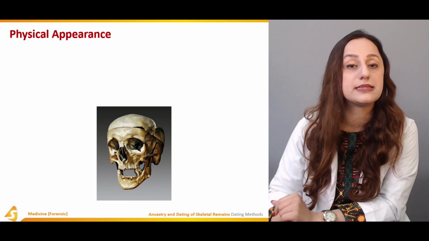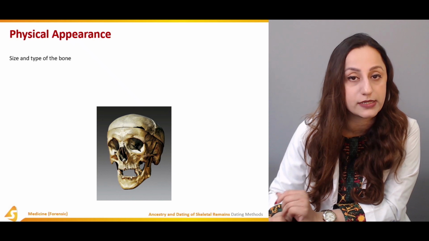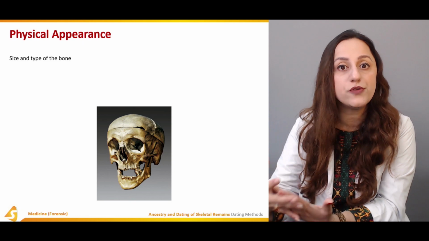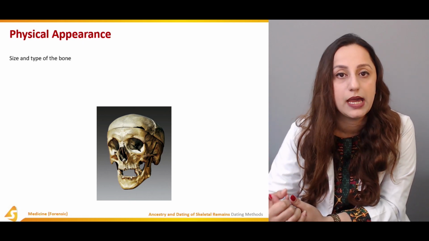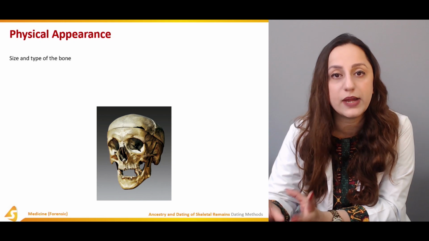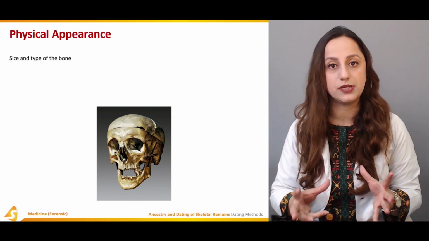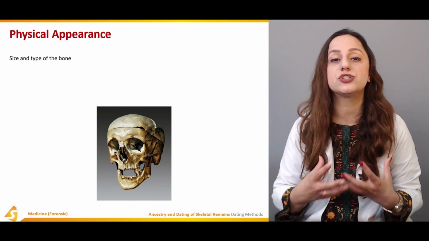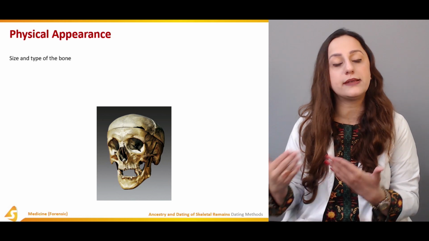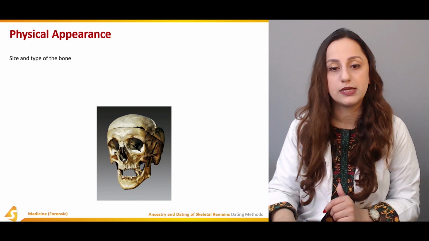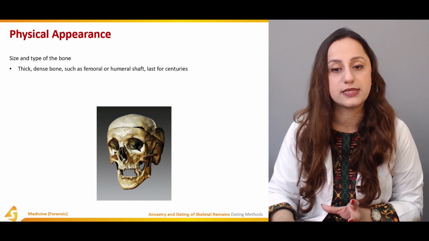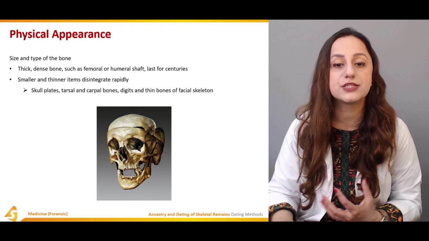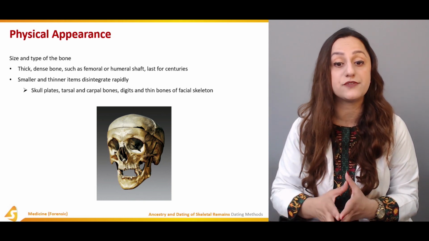So what is the physical appearance? That is very important. It involves the size and the type of the bone. What bone we have at hand is very important. If we have the skull at hand, we have to identify the ancestral characteristics of the skull, of course, and then identify the time for which this skull was exposed to what temperature effects. This is very important. Thick, dense bone, such as the femoral or the humeral shaft, can last for several centuries, and the smaller, thinner items disintegrate very rapidly.